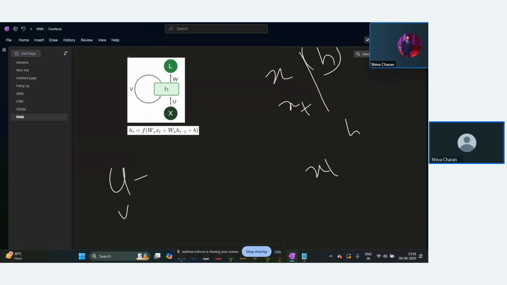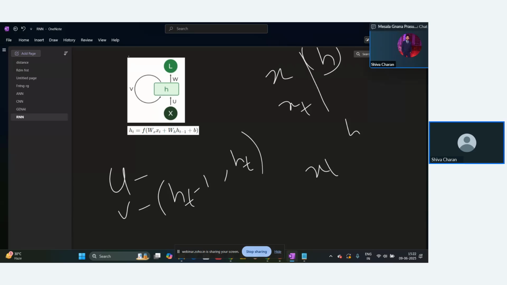And what is V here? V is a weight between the previous hidden state and the current hidden state. The previous hidden state is ht minus 1, and the current hidden state is ht, at time t. So the weight between the previous hidden state and the current hidden state is V. So what is W? W is the weight between the hidden state and the output.